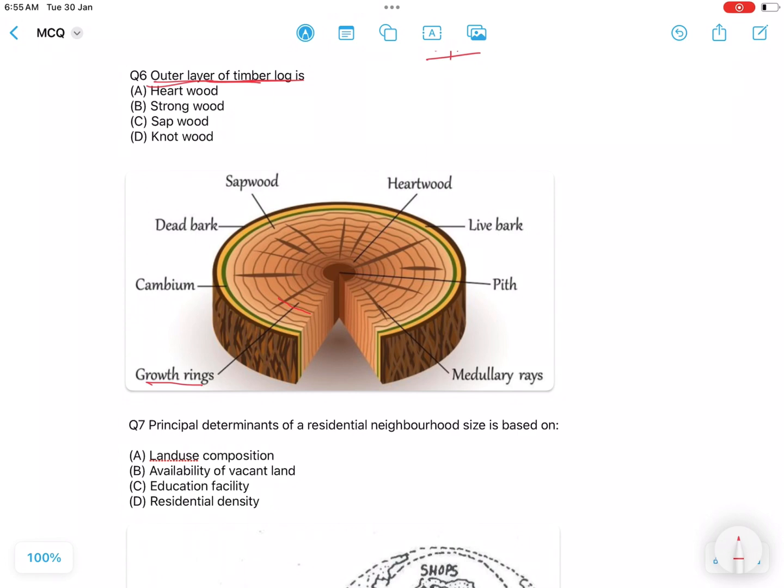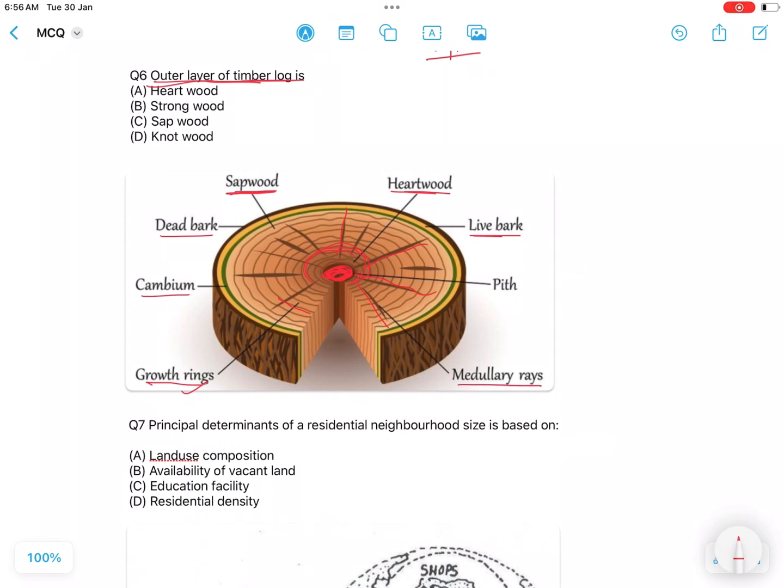We have cambium, it is the outer green layer inside the bark. Okay, we have dead bark, which is the outer layer of the tree. And then we have the outer layer of timber log, that is the sapwood. Then in the middle we have hardwood. Then we have live bark, which is inside of the dead bark, and inside of it we have cambium. Then the inside area is called pith, and the rings which radiate from the pith are called medullary rays. Okay, so the answer for this one is sapwood.